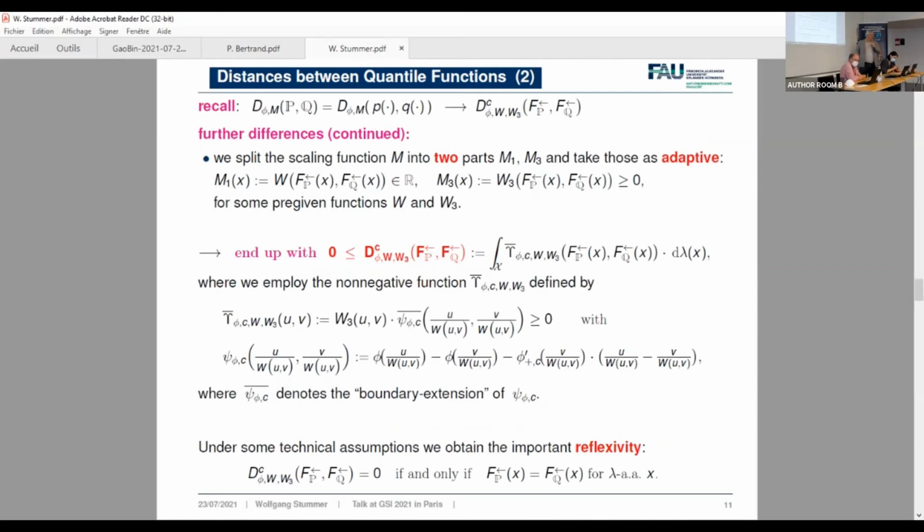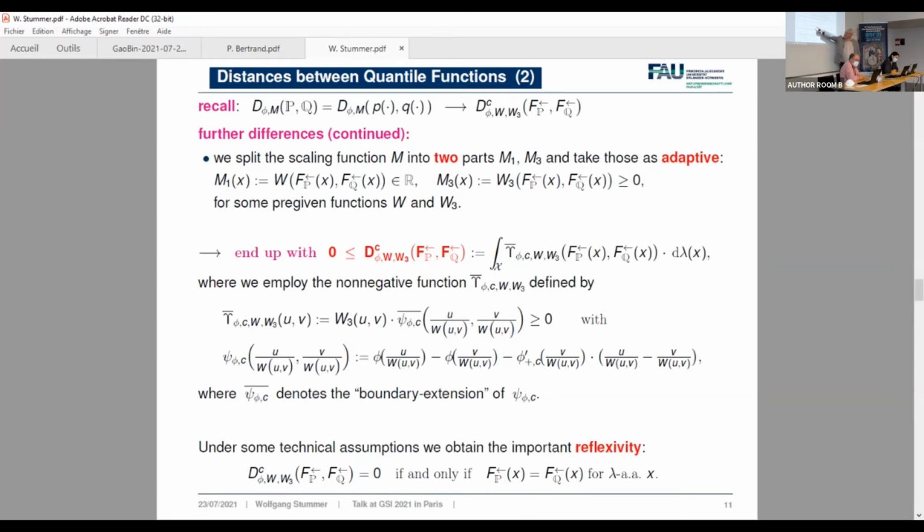So what else do we change? Instead of the scaling m, I split it into two scalings, and I make those adaptive. So the scalings depend on the quantile functions themselves and nothing else. So where W is a kind of a weighting function. Okay? So, and then we end up with the following divergence. So we integrate over the Lebesgue measure, and the integrand is upsilon. Yeah, it has this form. You see now we have two weightings, or two scalings, instead of one, and the psi is actually as before, but here replaced by the subderivative.